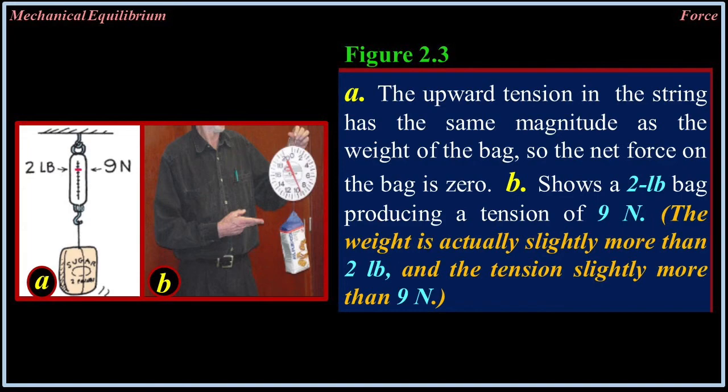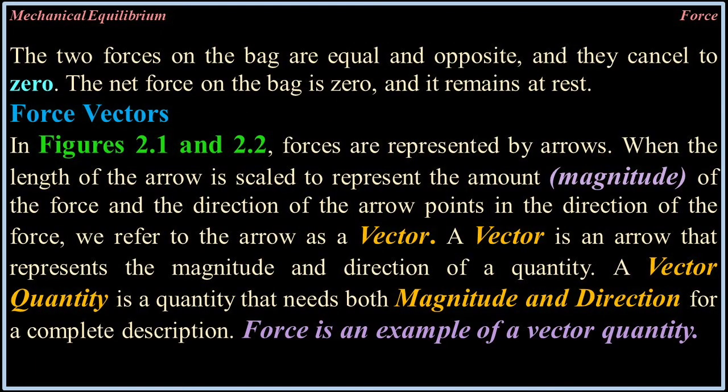In figure 2.3a, the upward tension in the string has the same magnitude as the weight of the bag, so the net force on the bag is 0. B shows a 2-pound bag producing a tension of 9 newtons. The weight is actually slightly more than 2 pounds, and the tension is slightly more than 9 newtons. Consider this figure very carefully. The 2 forces on the bag are equal and opposite, and they cancel to 0. The net force on the bag is 0, and it remains at rest.